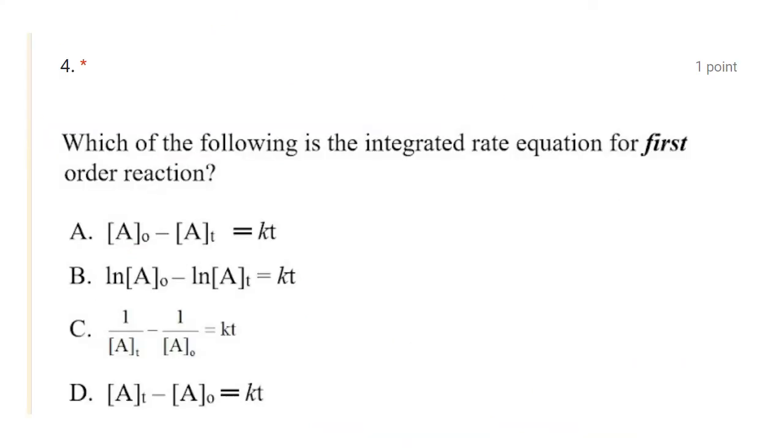Question 4. Which of the following is the integrated rate law for first order? As we always remember, the formula for the first order always involves the ln. So among all these 4 options, only option B involves the ln, so the answer is B.